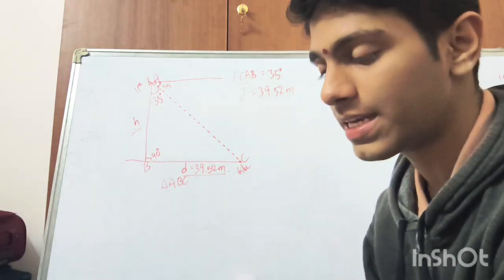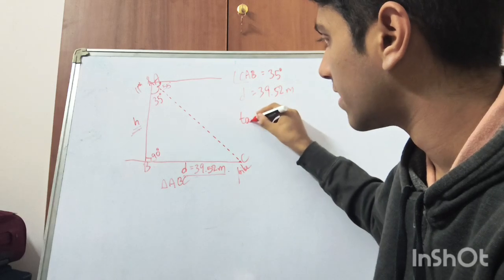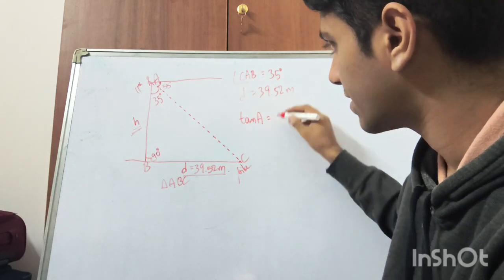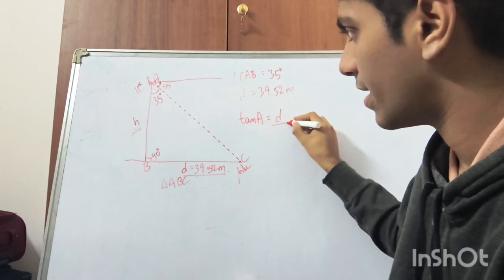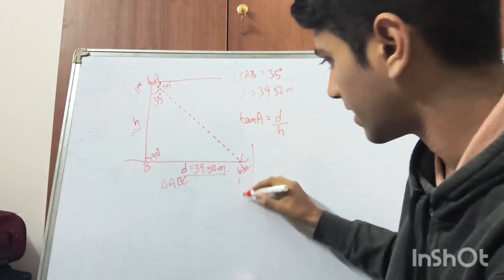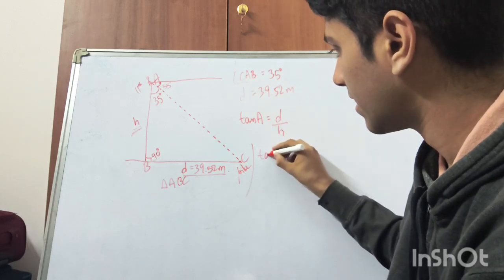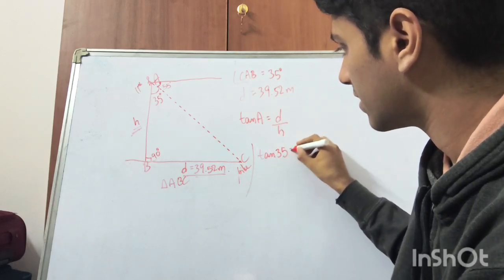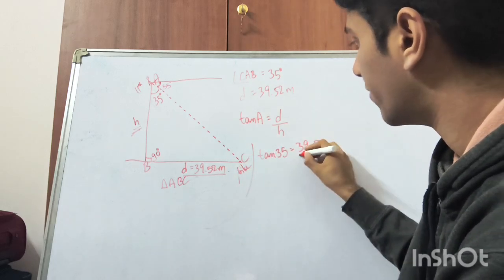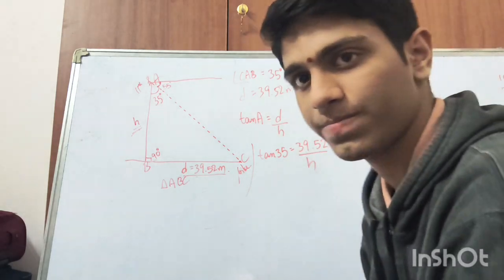To do that, it's very simple. From this, we can clearly see that tan of angle A is equal to opposite, which is distance D, divided by adjacent, which is height H. So in this case, A, which is CAB, is 35 degrees. So tan 35 is equal to distance, which is 39.52 divided by H. That's what we have to find, height H.